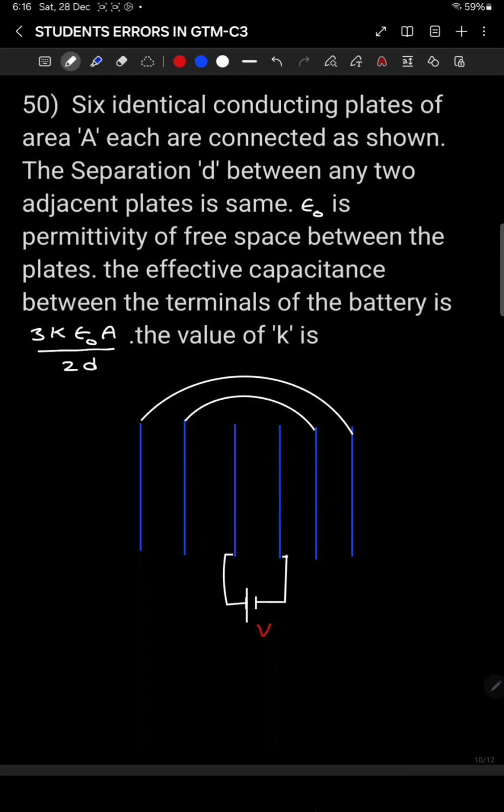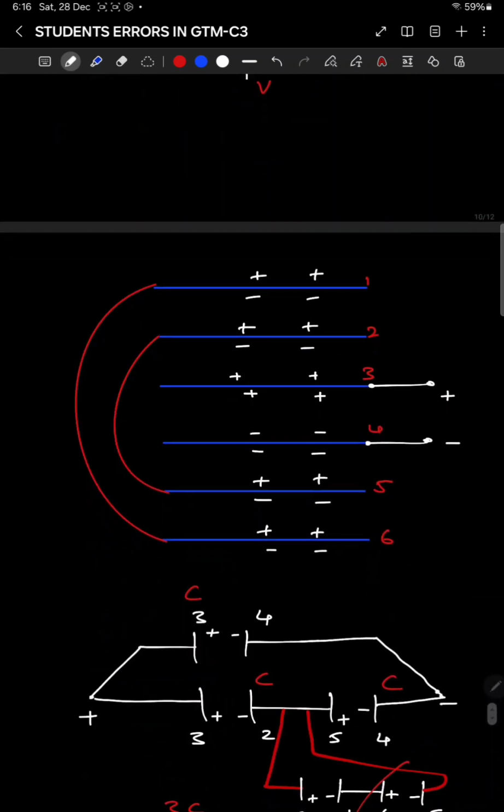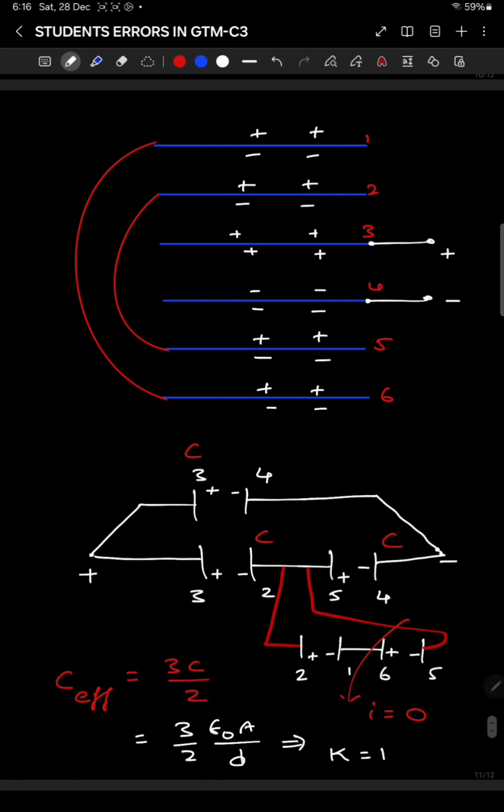This diagram can be redrawn like this. First give numbering to the plates. Here according to the question, third plate and fourth plate are connected to battery. And second plate and fifth plate are connected like this. First and 6 are connected like this. Observe carefully. 2, 5 are neutral plates, 1, 6 are neutral plates.